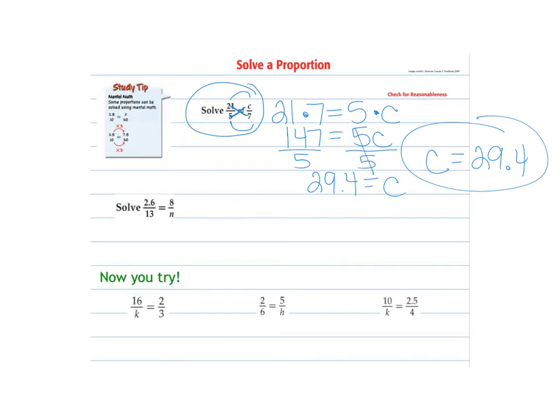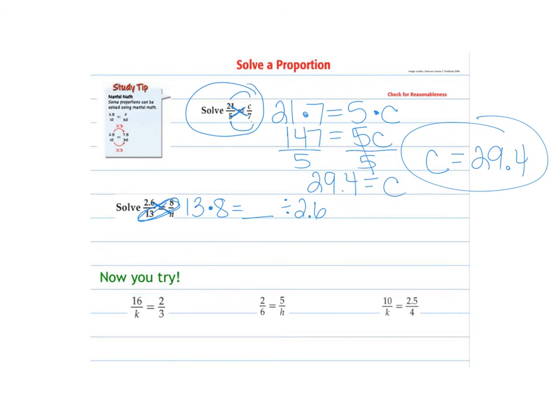2.6 over 13 equals 8 over n. So I'm first going to take my diagonal that has the numbers. I look for the cross products, the diagonal that has two numbers, so not the variable. And I'm going to do 13 times 8, get that answer, and right away divide it by 2.6. So basically I'm multiplying the cross product of the diagonal with the numbers, and dividing by the last number that's left.